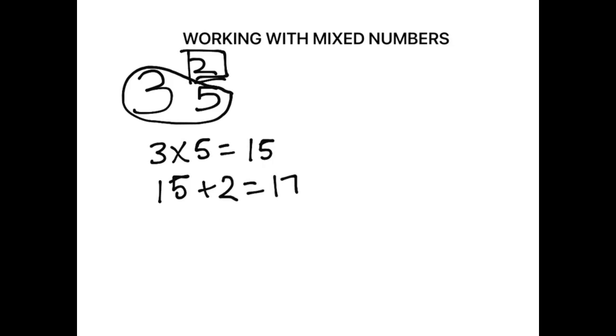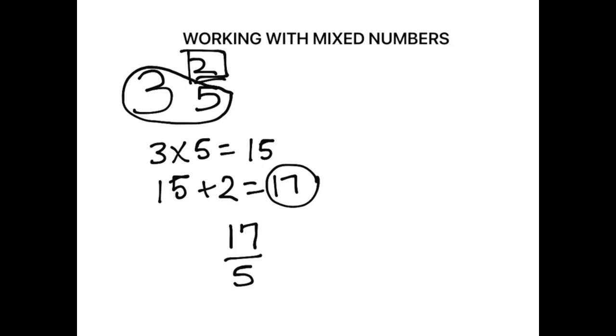Okay? Now, we keep our denominator, which is 5 at the bottom. And after our two calculations, we keep our answer and put that over 5. So, that is how you convert a mixed number to an improper fraction.